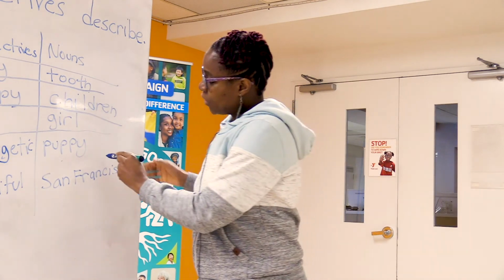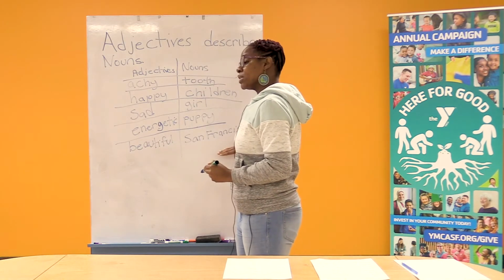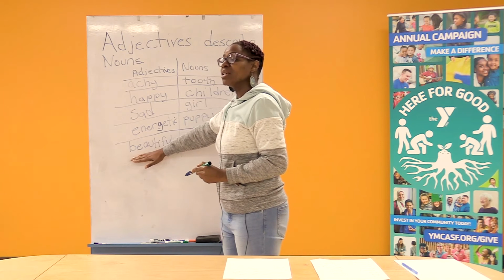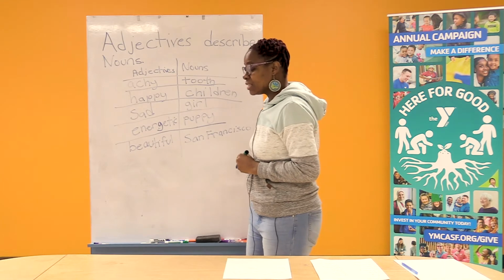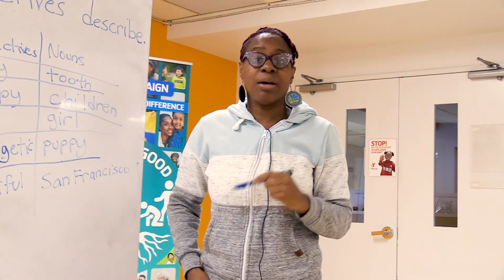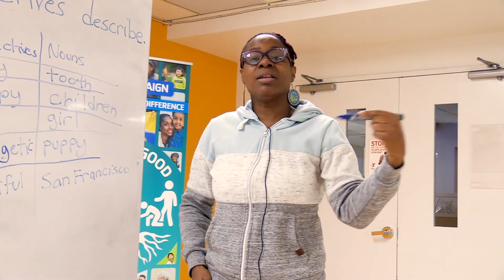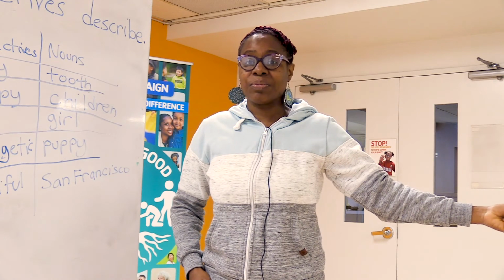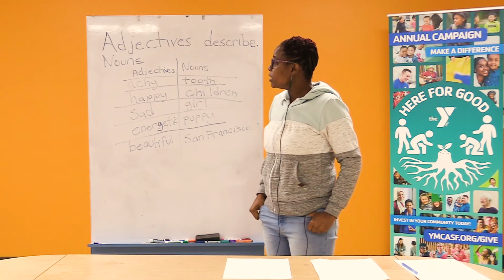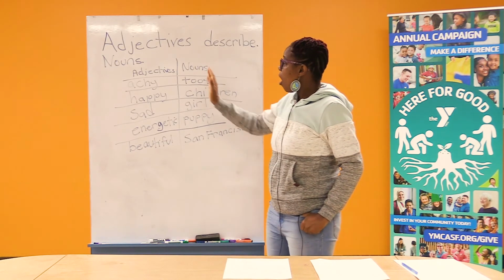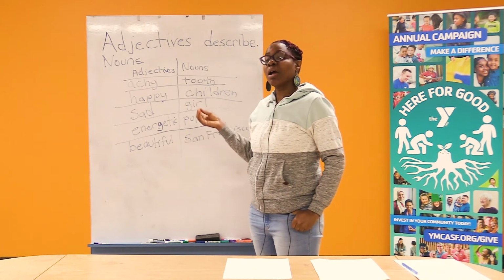And last, but definitely not least, we have beautiful and San Francisco. Beautiful is the adjective. San Francisco is a noun because of course it's a place. Let's use that in a sentence. San Francisco is such a beautiful city. Beautiful is the adjective that describes our noun, San Francisco. So as you can see, in each of these situations, all of our adjectives described a noun. Once again, adjectives are words that describe nouns.